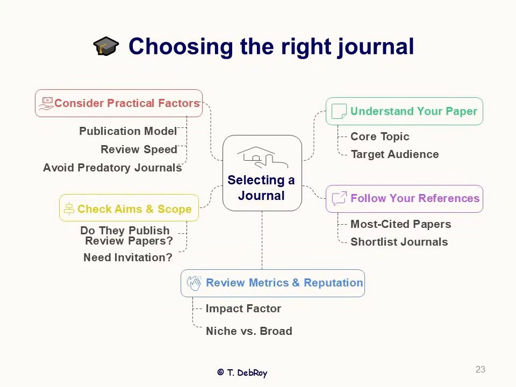Choosing the right journal is a strategic step. You must shortlist journals based on key criteria, including whether they publish review papers, their core topic, the target audience, and their impact factor. Research practical factors like their publication model, whether they are niche or broad, and their typical review speed. Always check the aims and scope to ensure your paper is an ideal fit. A simple but effective method is to follow your existing references to see where similar influential papers are published.